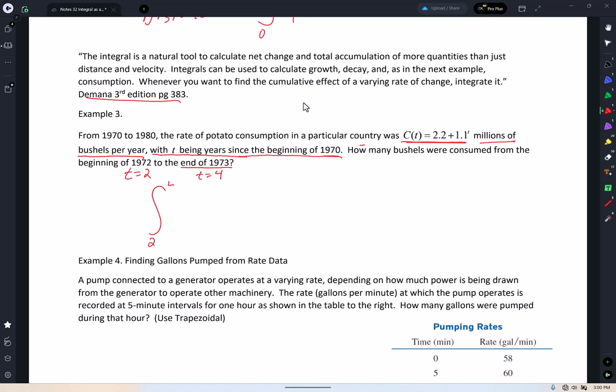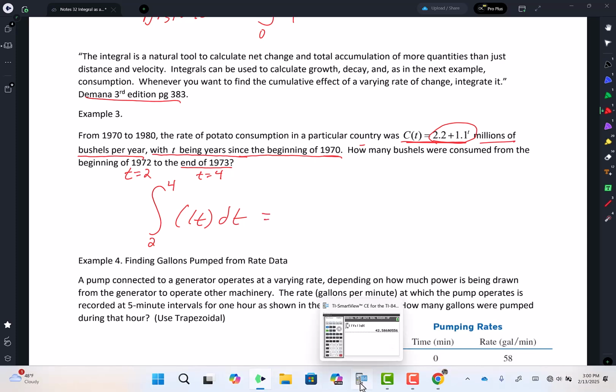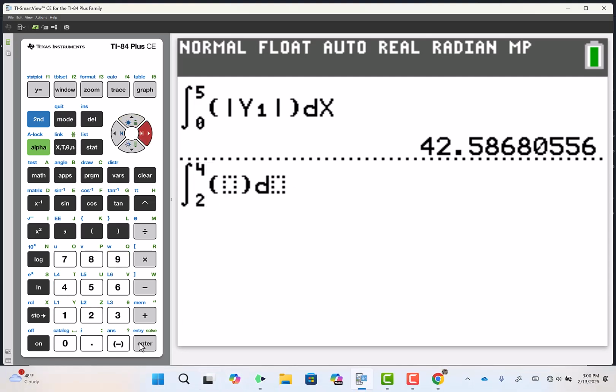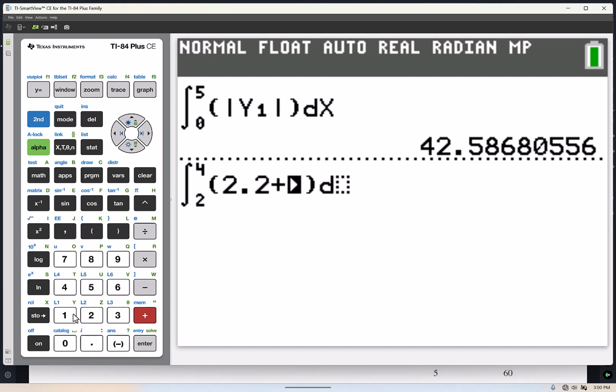All right, so here we go. The integral from 2 to 4 of C of T dt. You could also write the expression 2.2 plus 1.1 to the T, but it's safer to just write C of T. Equals. All right, guys, focus. I'm going to put my integral. Here I'm not going to type it in Y1. I'm just going to go right into it. Math 9 from 2 to 4. And what was it? 2.2 plus 1.1 raised to the T. So there it is. If you want, you can put it into a Y equals, but I just went ahead and typed it in there.